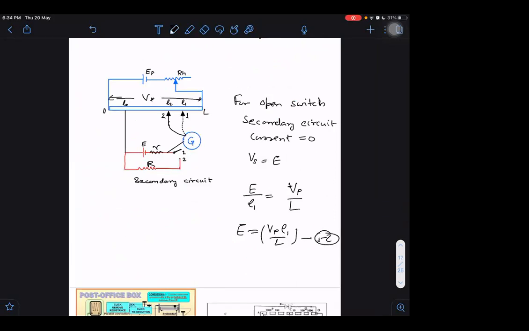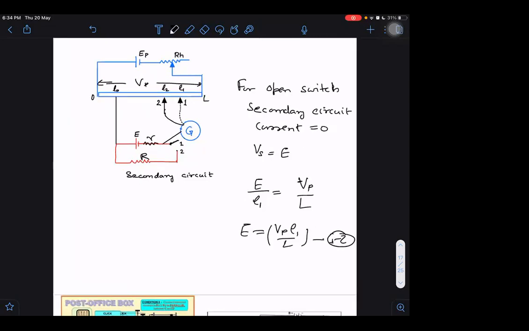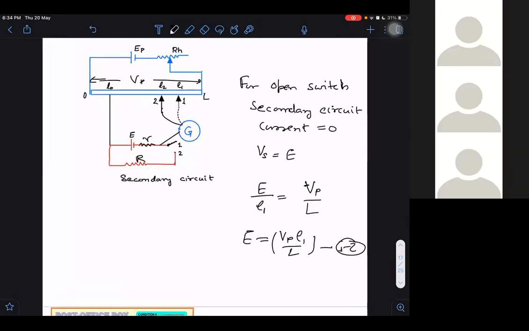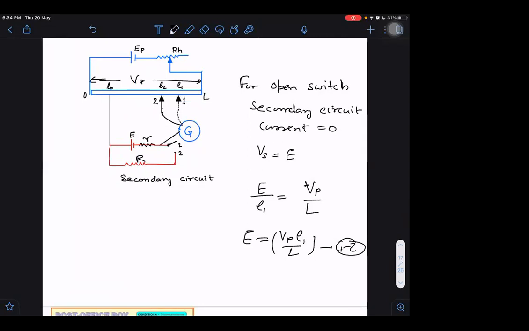Yes. So there, when we connected the galvanometer, the potential difference across the branch will be E minus Ir. Where will the current flow? Understood? Right.